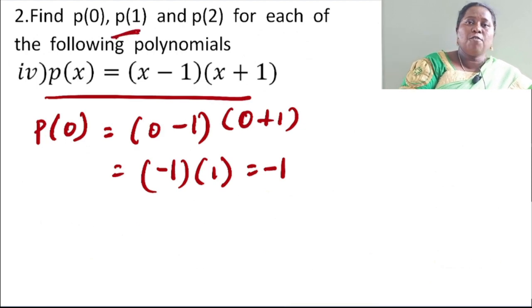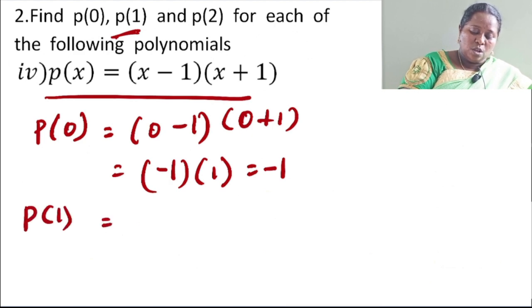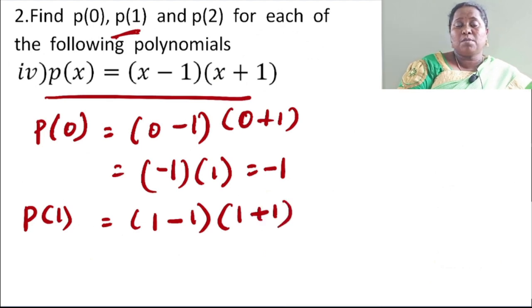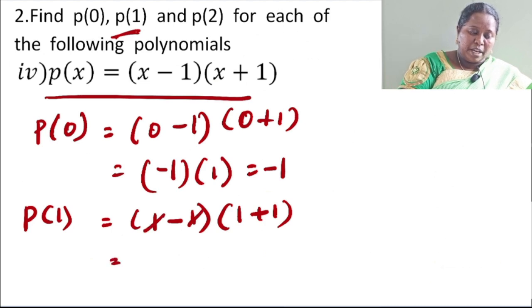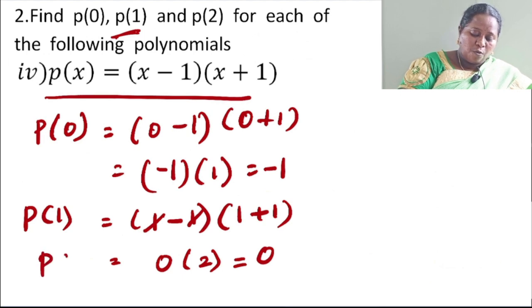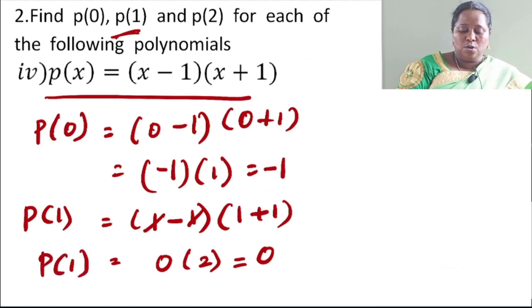Next we have to find out P of 1. What is x here? 1. 1 minus 1 into 1 plus 1. Instead of x, I am going to substitute 1. Then what will I get? 1 minus 1 will be 0. Then 1 plus 1 is 2. Then 2 into 0 is 0. So P of 1 is equal to 0.